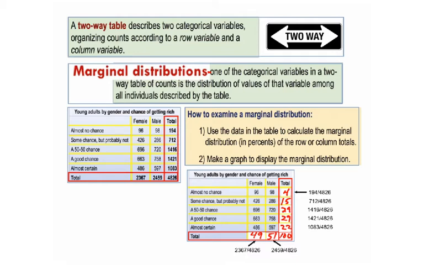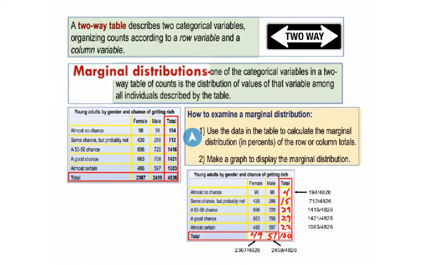And here's the responses. This is a two-way table because it describes two categorical variables, gender and opinion about becoming rich. Opinion is the row variable because each row in the table describes young adults who held one of the 5 opinions about their chances. Gender is the column variable, so we have female and male. The entries in the table are the counts of individuals in each opinion by gender class.